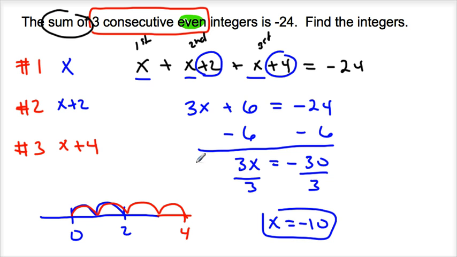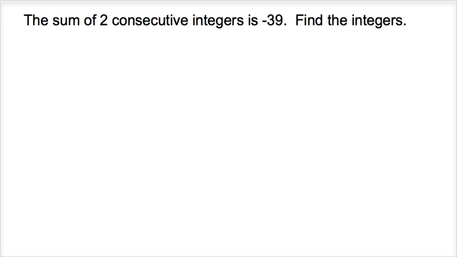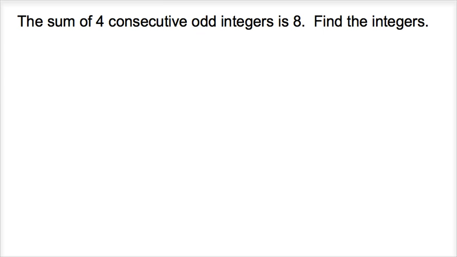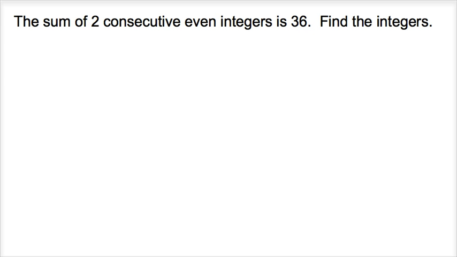Okay, so that was the sum of three consecutive even integers. And whether it's even or odd, again, same thing. If it's 4 consecutive, the next one would be x plus 6, and so on. Let's take a look at our next examples. The sum of two consecutive integers is -39, so that's the same as the first one. The sum of 3 consecutive even integers, so again, even or odd, same concept. The sum of 4 consecutive odd integers, the sum of 2 consecutive even integers.